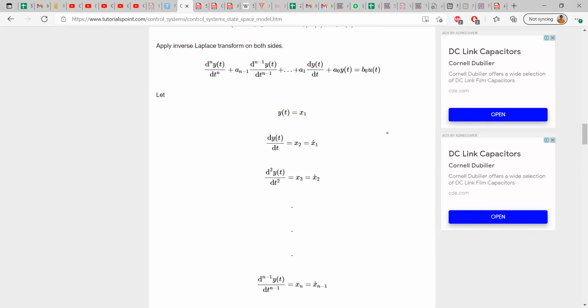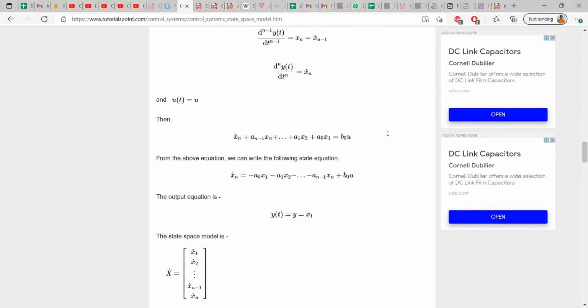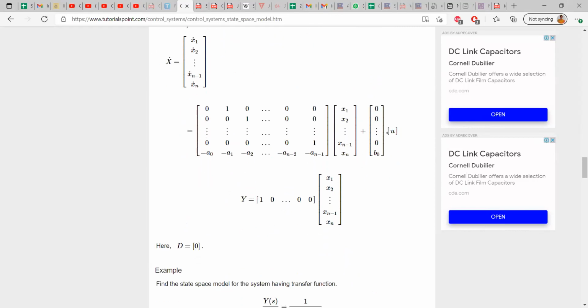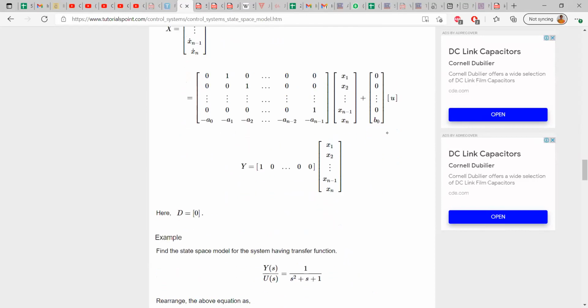This is how we develop the state space model from the transfer function. Is it clear? Shall we take one example? It's a 7 marks question, mind it. The state space analysis chapter is very easy to score, so nobody should take the choice.